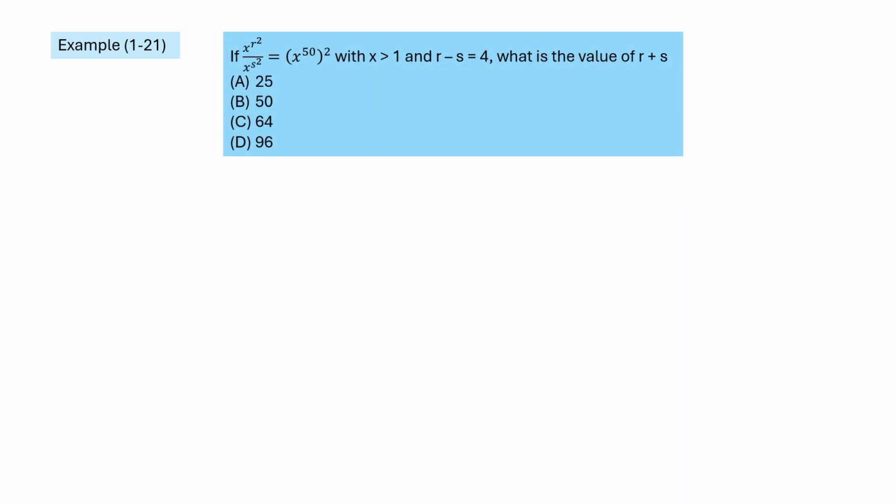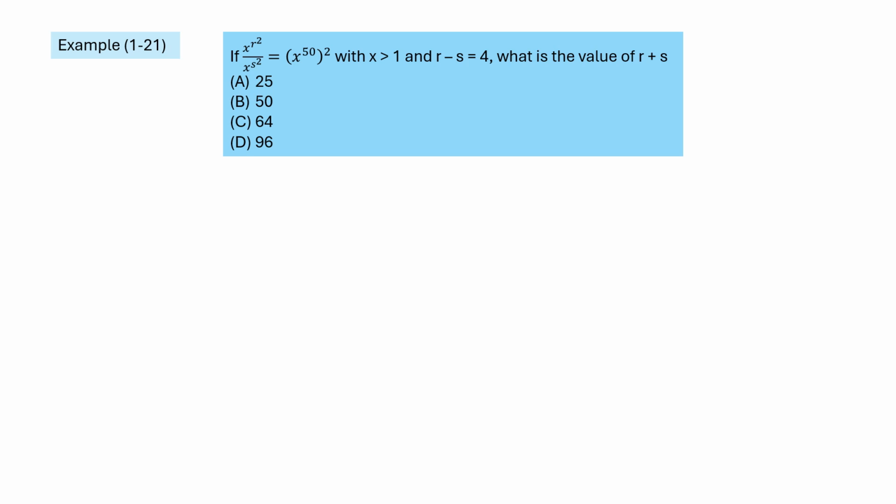Example 121, exam style. If x to the power r squared over x to the power s squared equals x times 50, all to the power 2, with x greater than 1, and r minus s equals 4. All of this is given. What is the value of r plus s? Don't guess, but do one step, any step, in the right way.